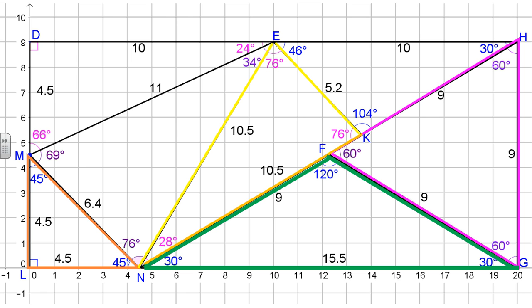And isosceles means what? A triangle that has at least two congruent sides, okay? And then equilateral means a triangle that has all three equal sides, okay? So these are either scalene, isosceles, or equilateral.